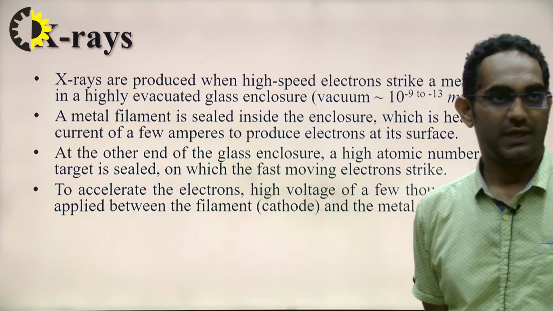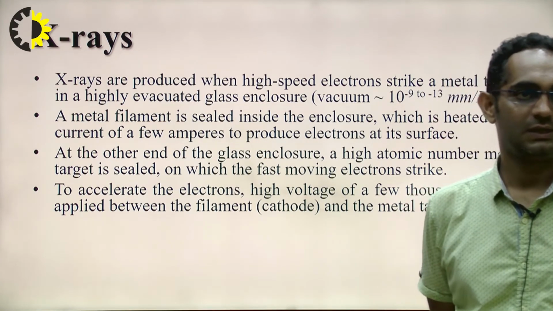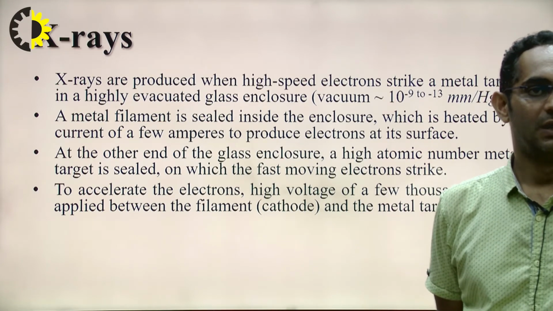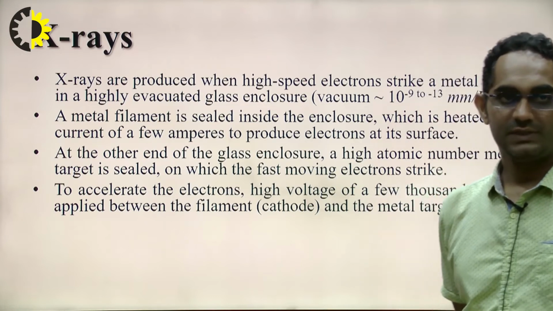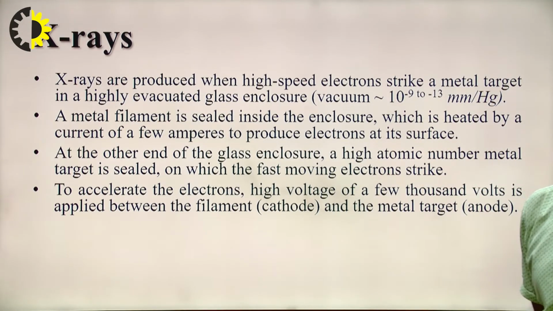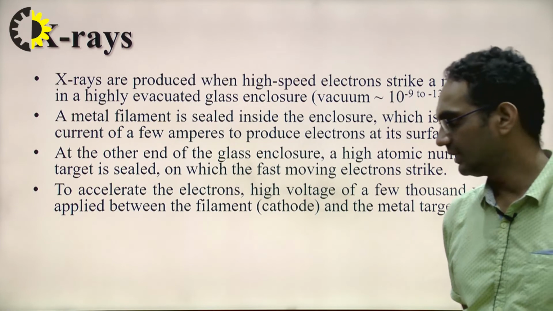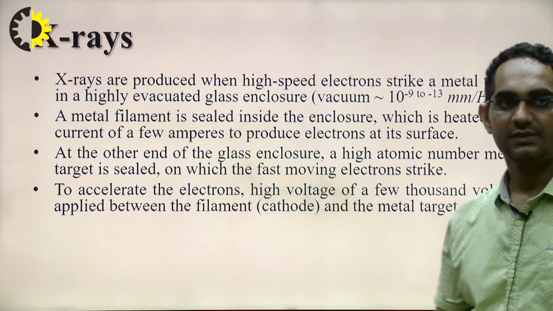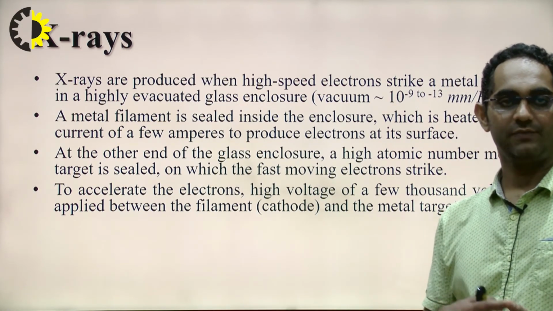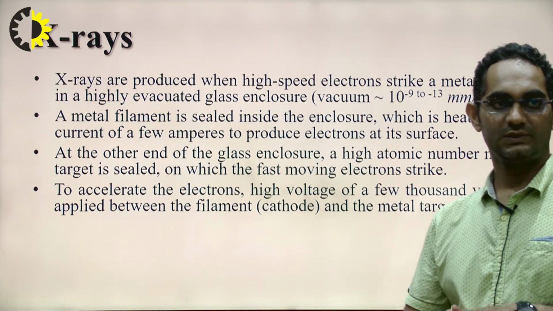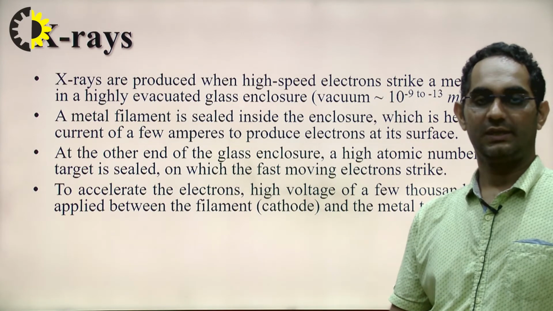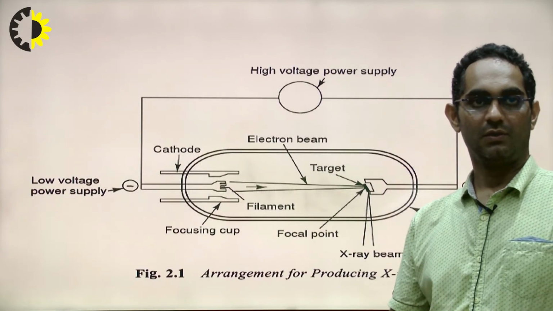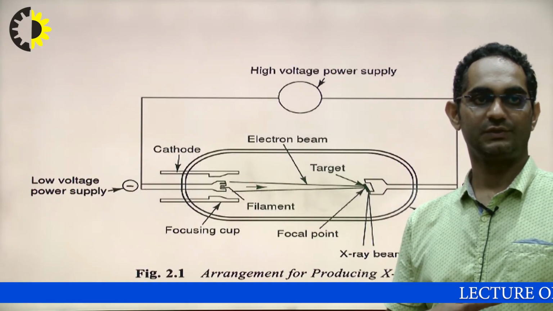At the other end of the glass enclosure, a high atomic number metal target is sealed, on which the fast-moving electrons strike. To accelerate those electrons, a high voltage of a few thousand volts is applied between the filament, that is the cathode, and the metal target, that is the anode. So, this is the arrangement for producing X-rays.